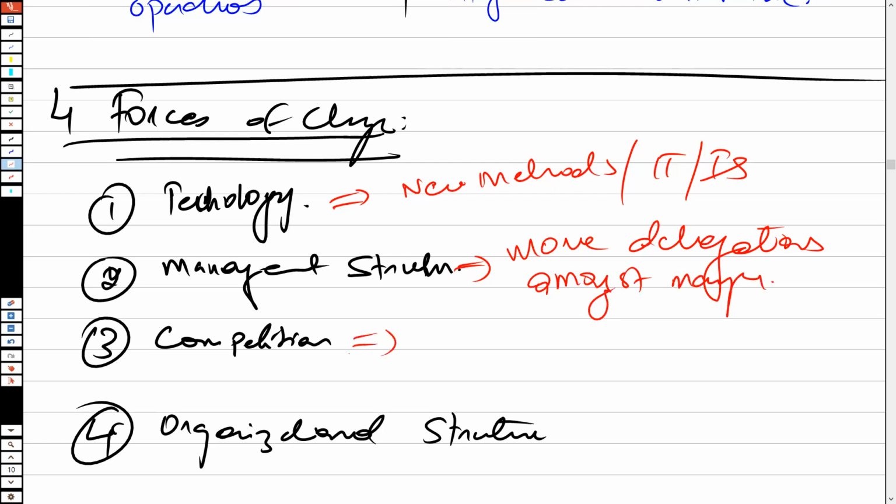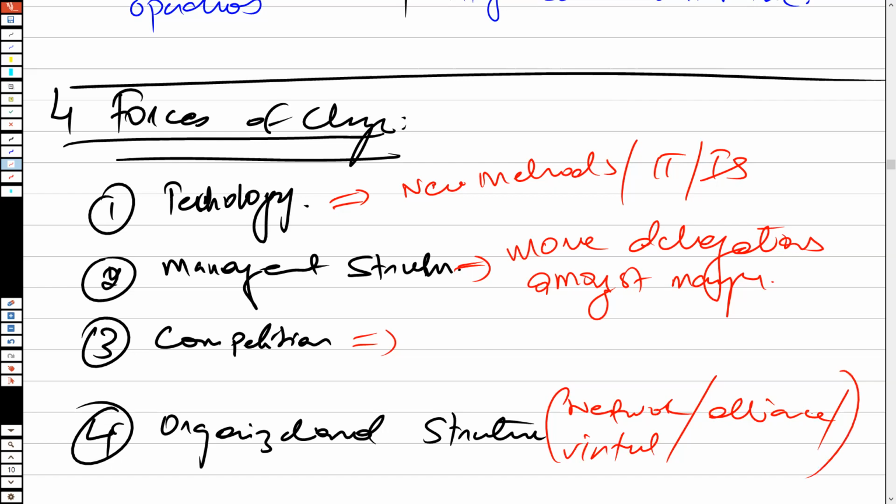Then there is competition. Obviously there is more competition, and that is going to bring about a change to the organization. And lastly, the organizational structure. Nowadays we have network alliances, network organizations, virtual organizations, etc. So these are all things that have brought about the changes.